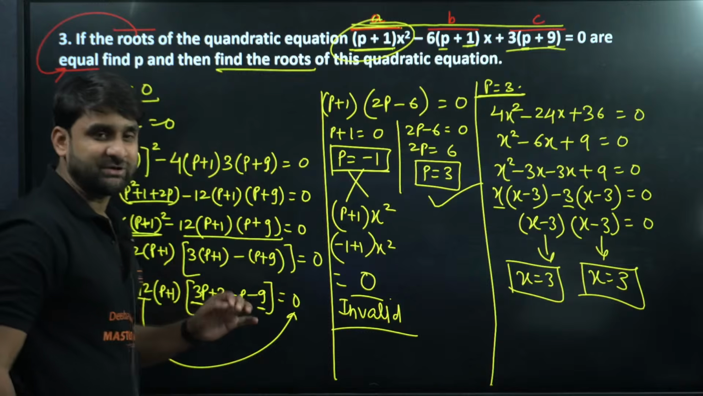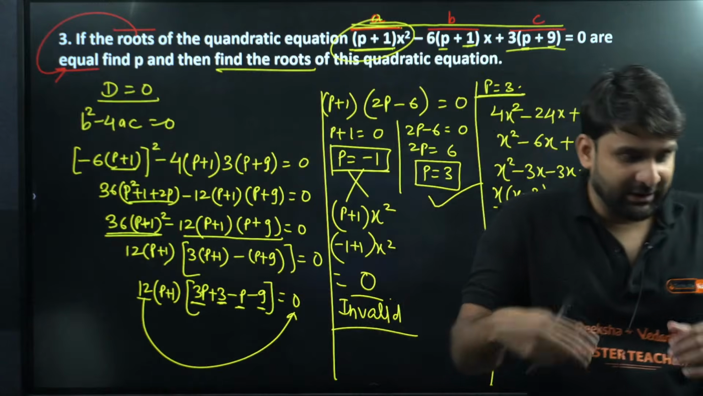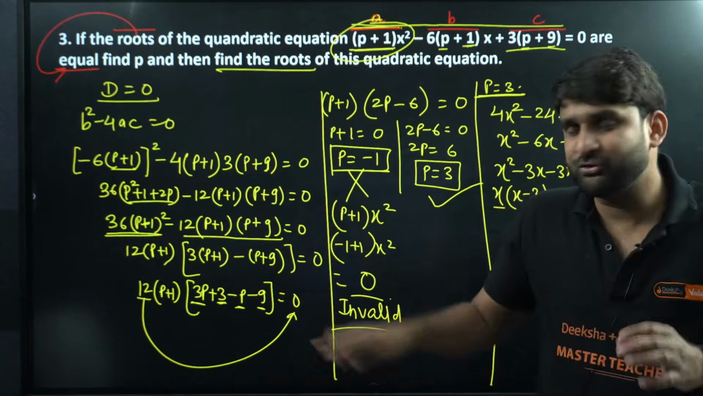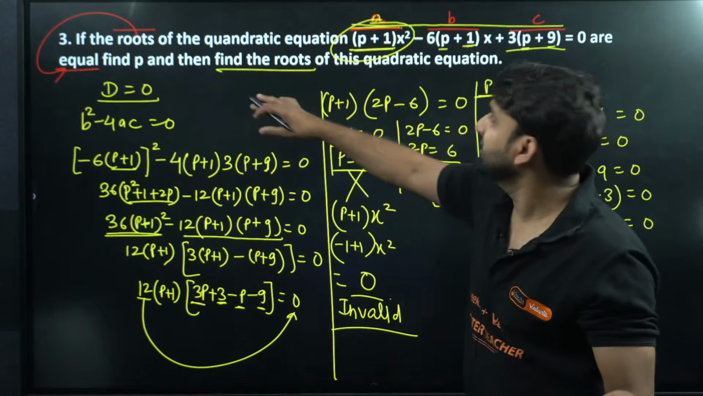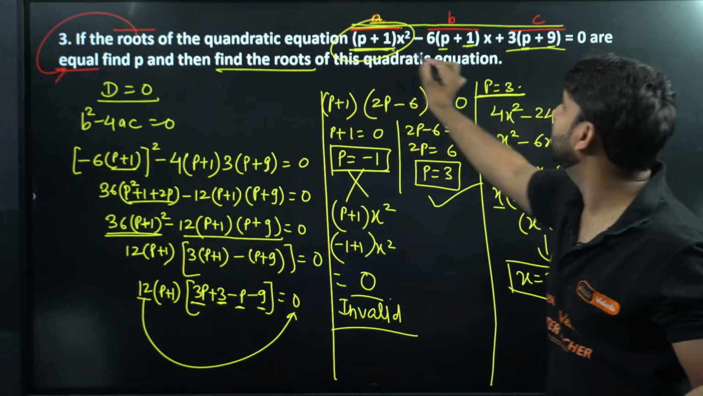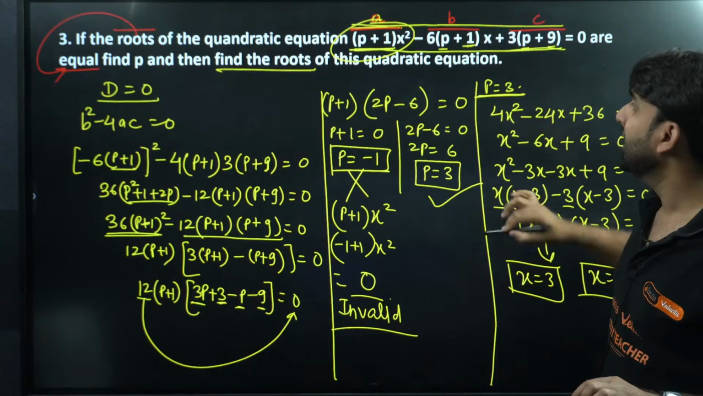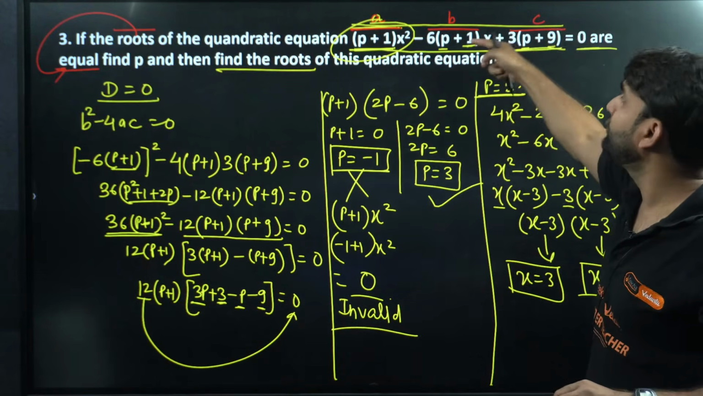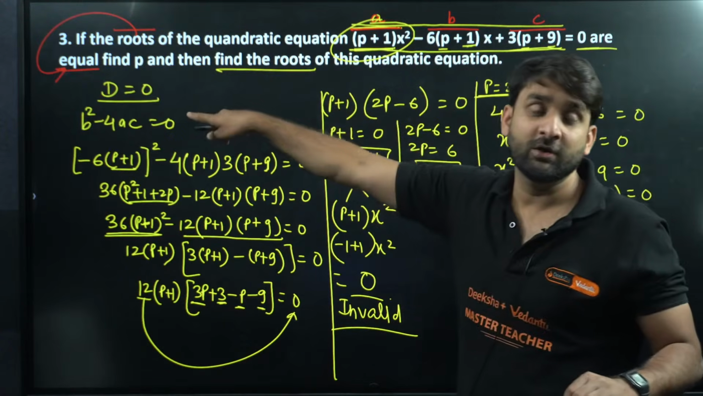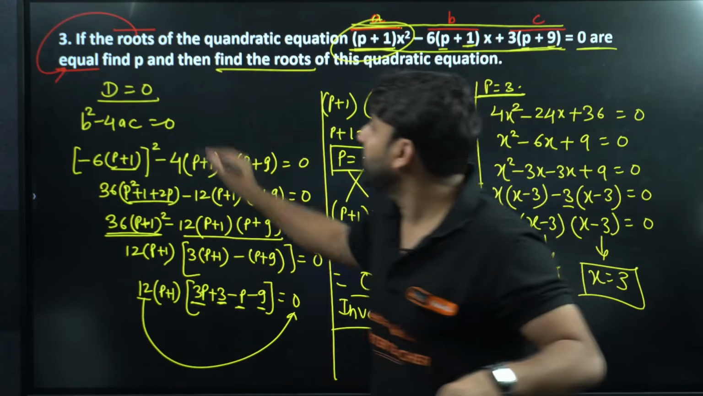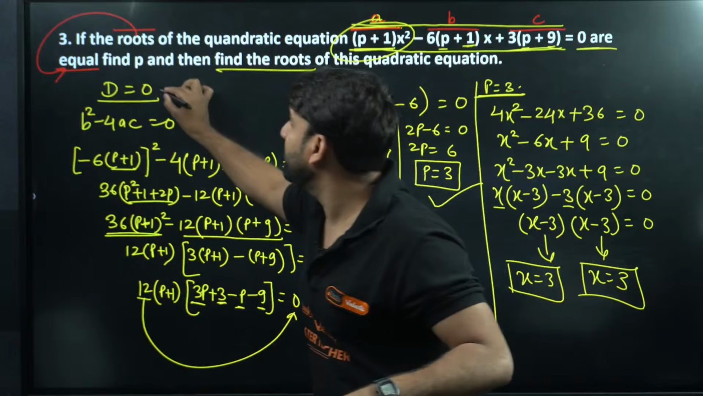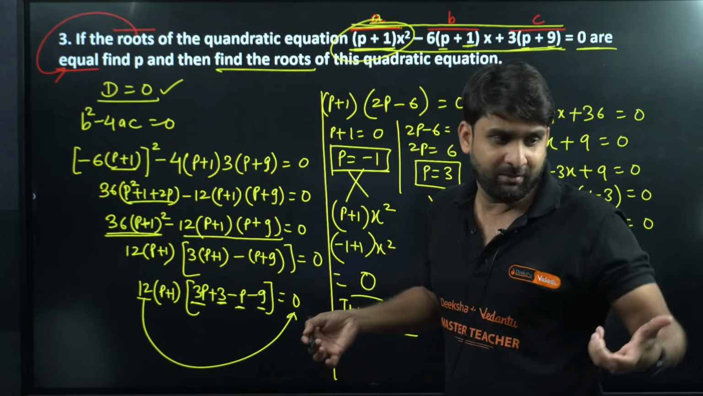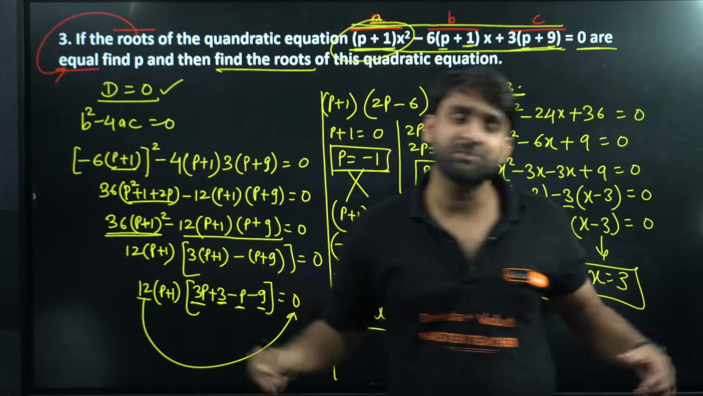So I hope this question is clear, right? Let me give you a short overview about this question again. Basically, in this question, one quadratic equation is given, right? And its roots are equal. If the roots are equal, we can put D equal to 0. The discriminant will become 0, and we have the formula for discriminant, b square minus 4ac.